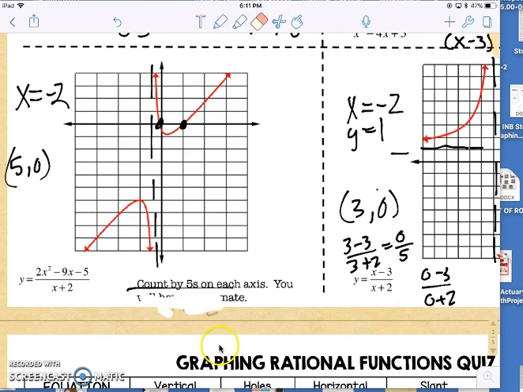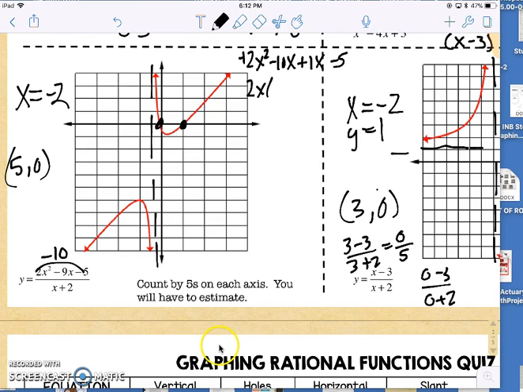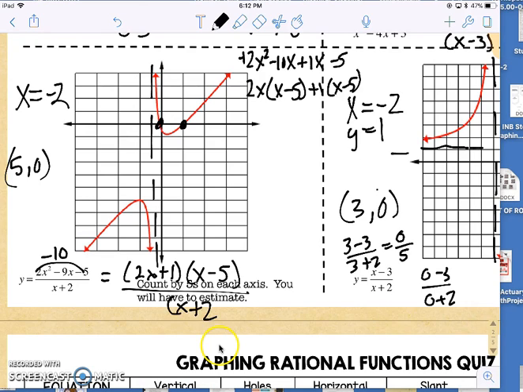Well, let's see. Let's try factoring this. What does this factor into? So multiplies to negative 10 and adds to negative 9. So 2x squared, so let's see, that'd be negative 10x plus 1x minus 5. Oops, that's positive 2. So factor out a positive 2x, so x minus 5. Factor out a 1. So the numerator is 2x plus 1 and x minus 5 over x plus 2. Well, nothing cancels, so there's no hole.